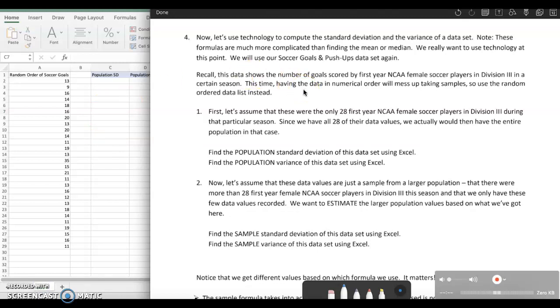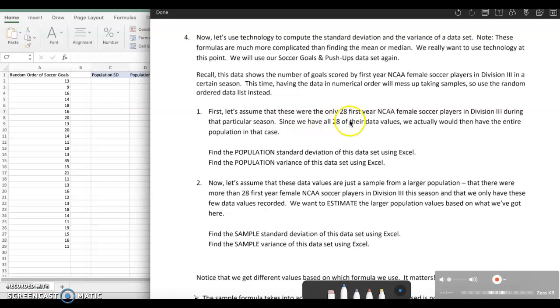So as a reminder, these are goals scored by first-year NCAA female soccer players in Division III in a certain season. This time, having the data in numerical order can mess up the idea of taking a sample, so I have just randomized the order instead. So it's the same list of soccer goals, just randomly jumbled up. I want to show you the difference between 2 different standard deviation and variance formulas in Excel, just to draw your attention to being very careful about using them.